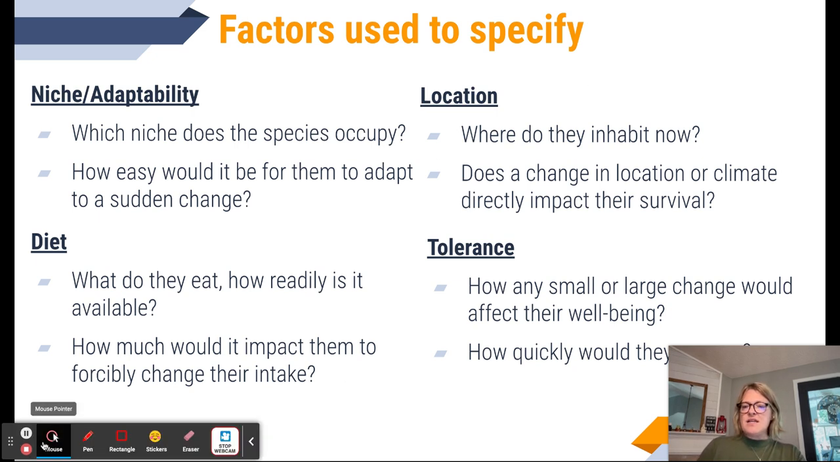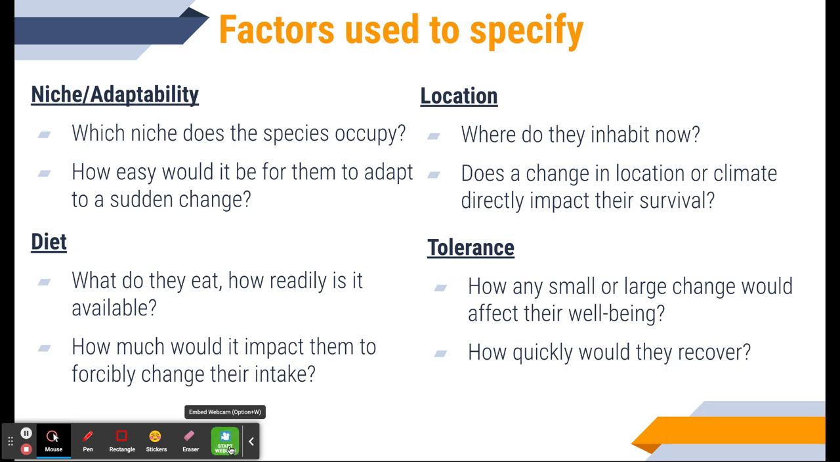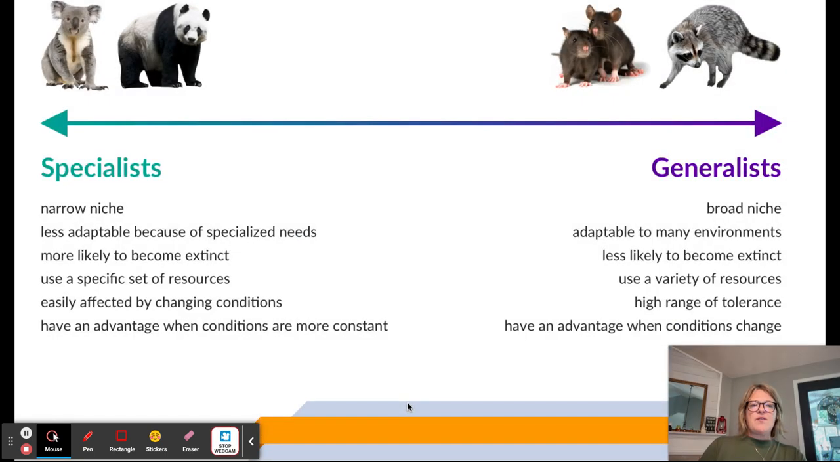And then lastly, we have tolerance. Tolerance is how any small or large change would affect this organism or the population's well-being, and how quickly, if there is some sort of disturbance, they would be able to recover. So again, those are the four factors that put all organisms onto this spectrum, because it really is a spectrum. Organisms can be in the middle, or they can be highly specialist or highly generalist, or there's some gray area in between. Do we consider them to be generalist? Do we consider them to be specialist?